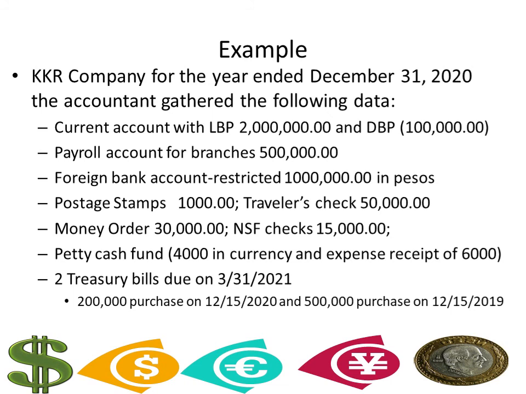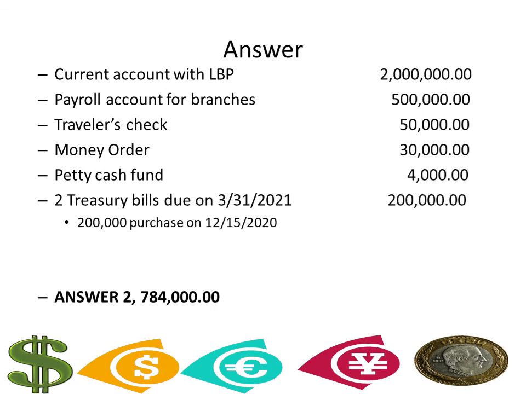So let's see which ones are included. We have our current account in LBP, 2 million. Take note, the negative balance is not included because these are two different banks, so offsetting is not allowed. We also have the payroll account for branches, 500,000. Traveler's check. Take note, the NSF check is not included because we reverted that back to receivable. We also have money order. Petty cash fund only 4,000, because take note, 6,000 are expenses. Treasury bills, those are only for 2020, because the other one was purchased more than a year before its maturity. And therefore our answer is 2,784,000.